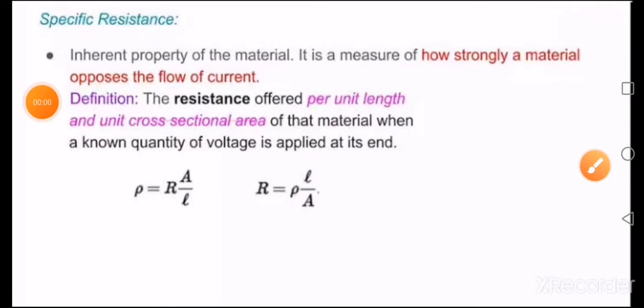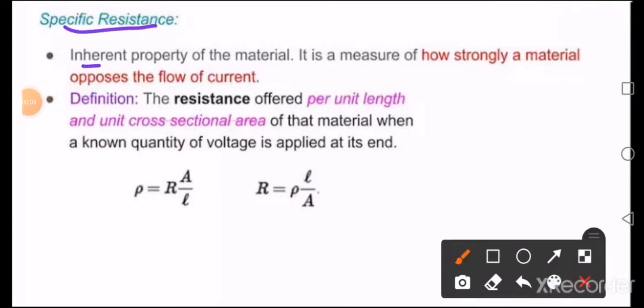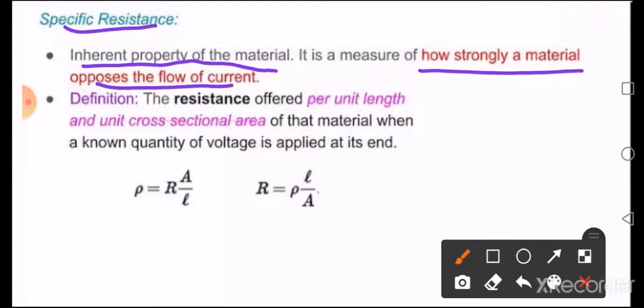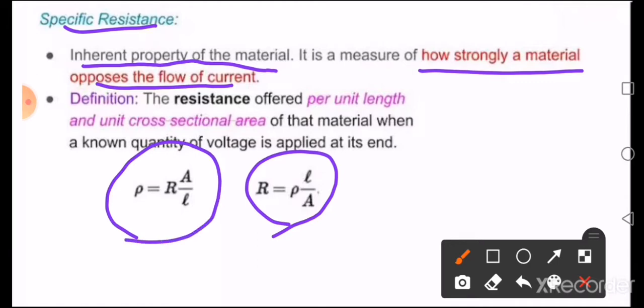Okay, now let us see what this specific resistance is. It is actually the inherent property of a material. It is the measure of how strongly a material opposes the flow of current. From this equation, we know that rho is R times A by L, or it can be defined as the resistance offered per unit length and unit cross-sectional area of a material, whenever a particular amount of voltage is applied. So that you call the specific resistance.